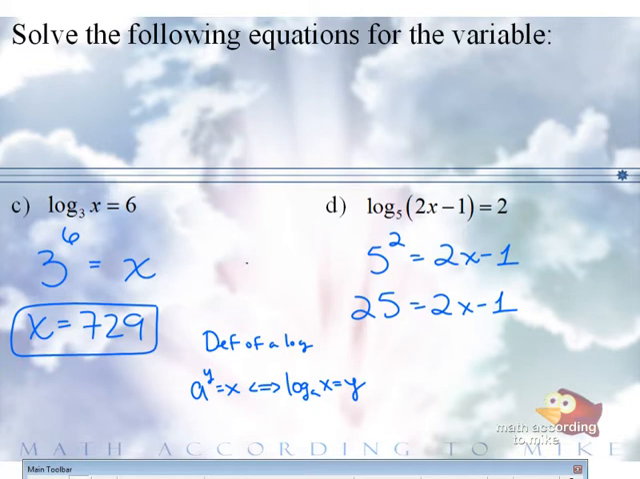So to solve for x, we'll add 1 and divide by 2. If we added 1 and divided by 2, what do we get for x? 13. Done. So please know the difference. If you have log equals log, set the arguments to be equal. If you don't have log equals log, write it as an exponent.